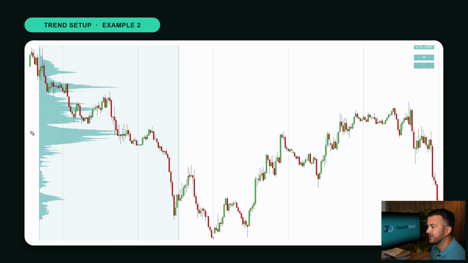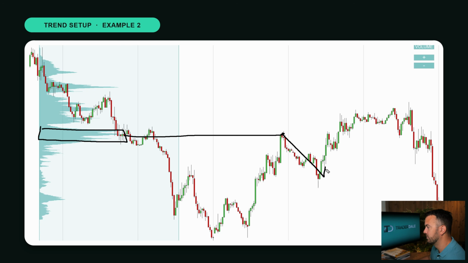I would say the clearest trade of all those was this one, short from there. This would be the best trade from this example, right? So yeah, that's the trend setup.